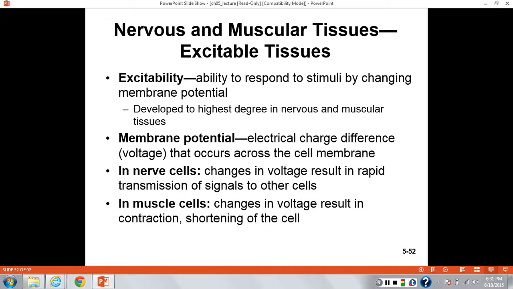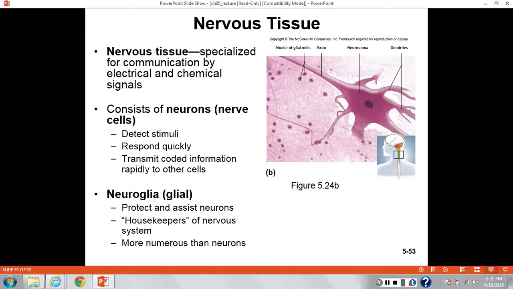So again, when a muscle is excited and stimulated, it can contract. That means you shorten the distance. When it relaxes, it extends back out.